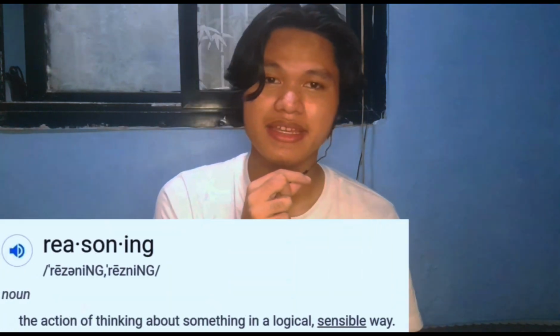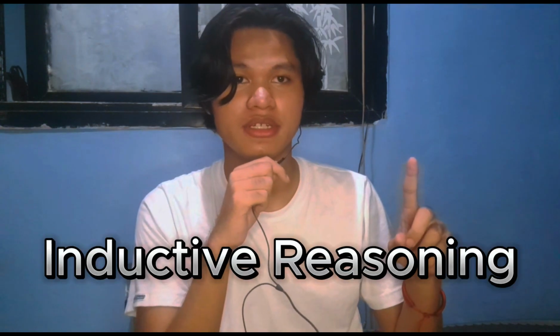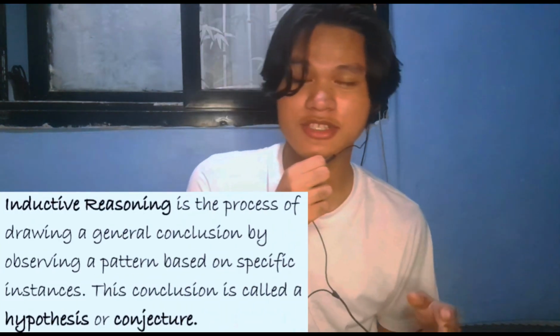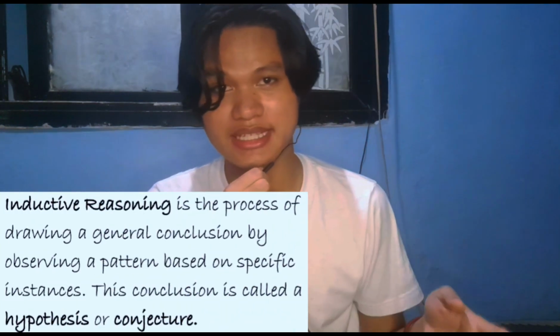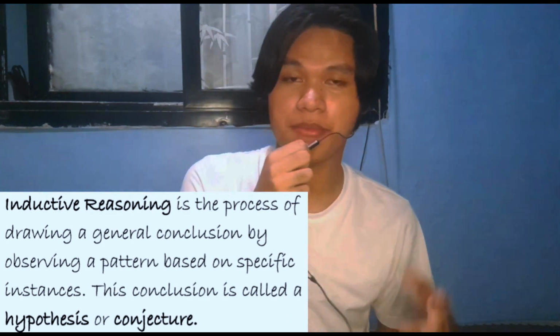Now, reasoning is defined by the Oxford Dictionary as thinking about something in a logical or sensible way. Now, there are two types of reasoning discussed in the course material. The first one is inductive reasoning. Inductive reasoning is defined as drawing a general conclusion by observing a pattern based on specific instances, and these conclusions are generally called conjecture or hypothesis.